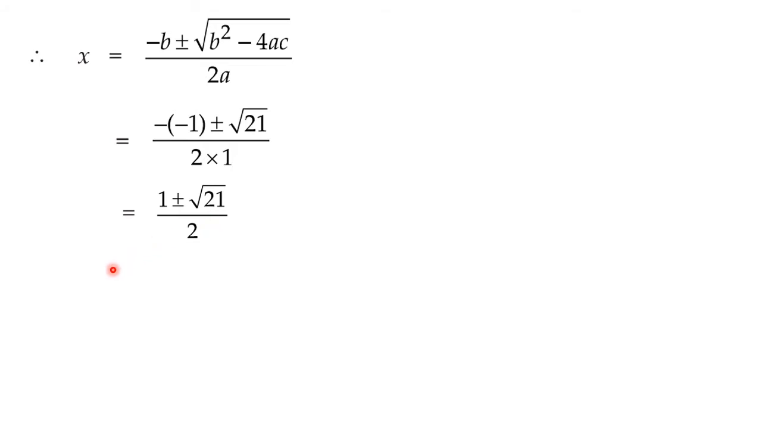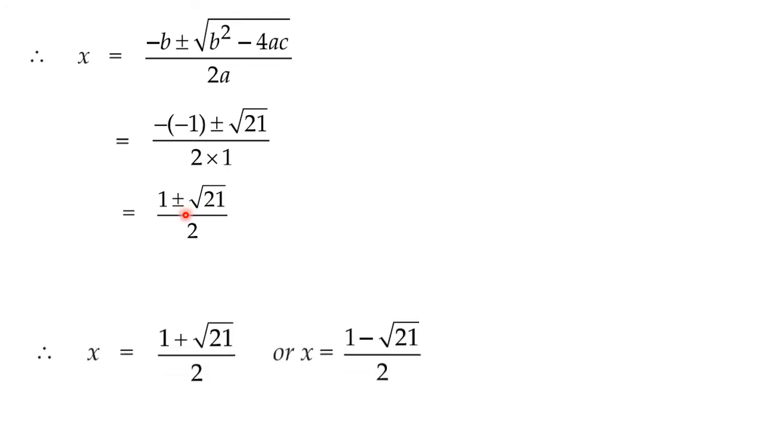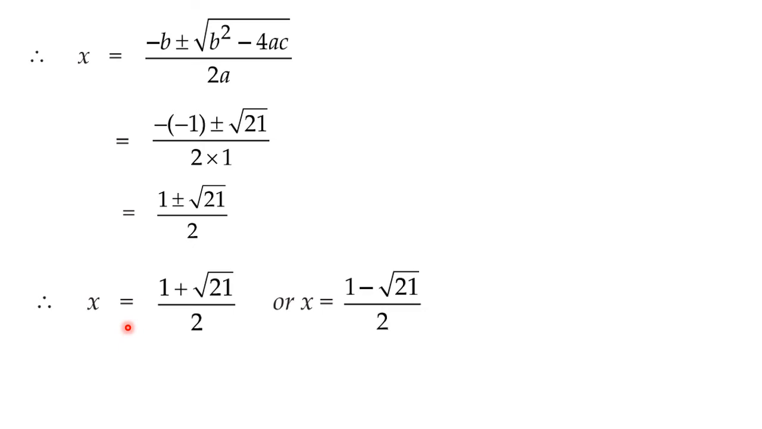Finally, while writing the answer, you have to write down the two roots by using this plus or minus sign. Once you are going to use the plus sign and once you are going to use the minus sign. Okay. So we can write down the two answers: x is equal to 1 plus root 21 divided by 2 or x is equal to 1 minus root 21 divided by 2. Okay. So in this way the sum was a little bit different. It was not in standard form.